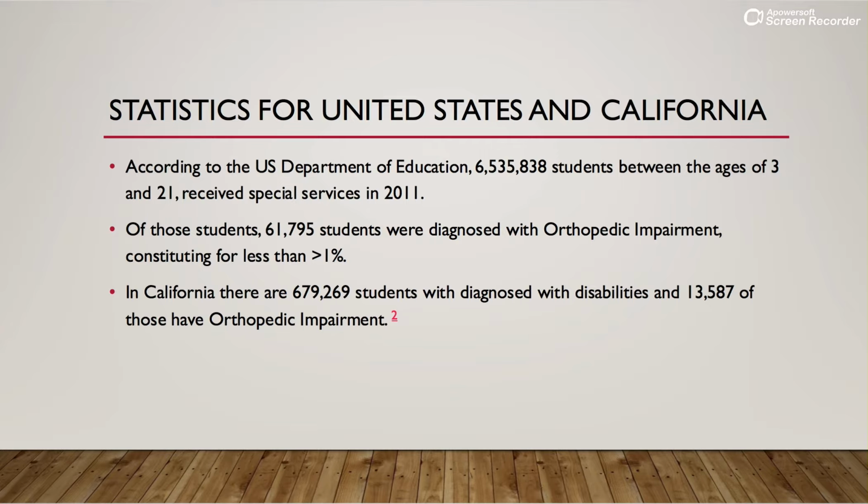In California, there were 679,269 students diagnosed with disabilities, and 13,587 of those had orthopedic impairment.